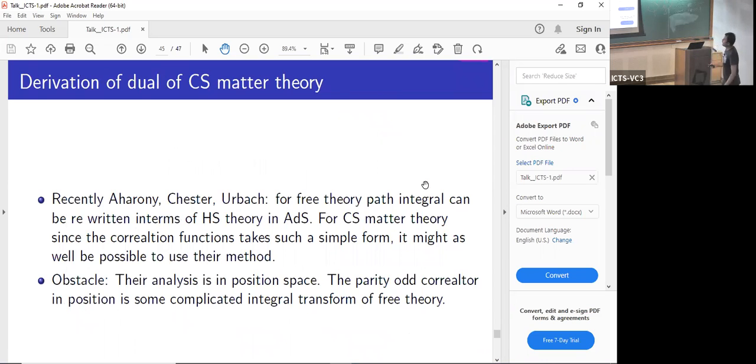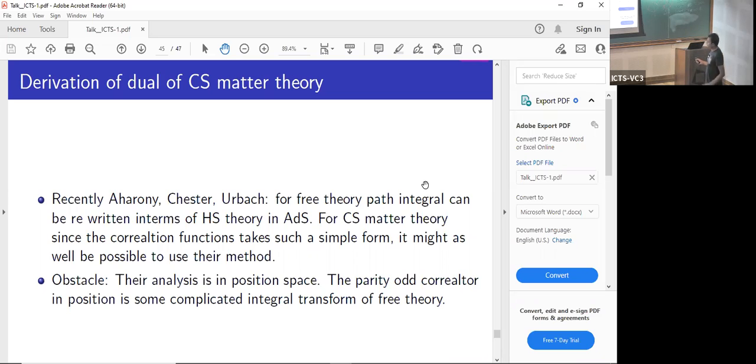So one more thing that you can try to understand is: can I systematically start from the results of Chern-Simons matter theory and then go back to the bulk and try to find a gravity dual? This was an exercise recently done by Aharony, Chester, and Urbach for just the free theory. Starting from the free theory, they tried to construct the gravity dual.